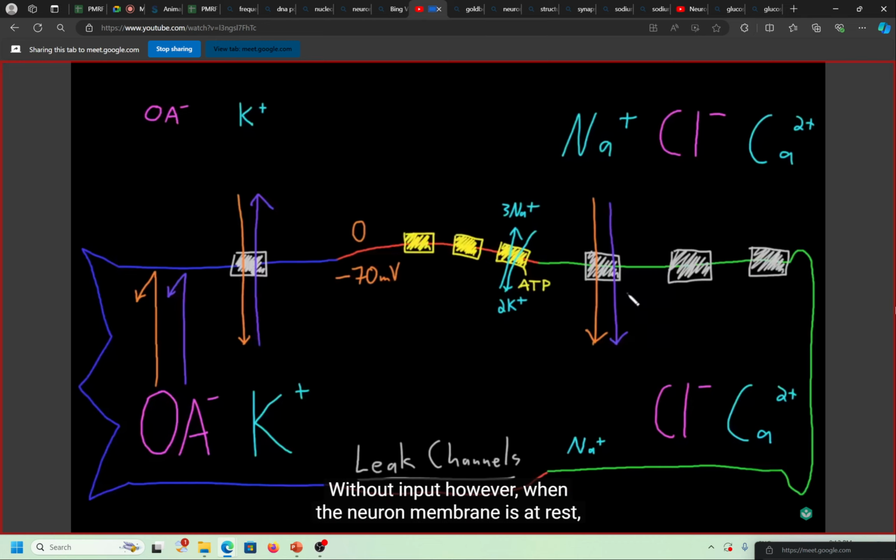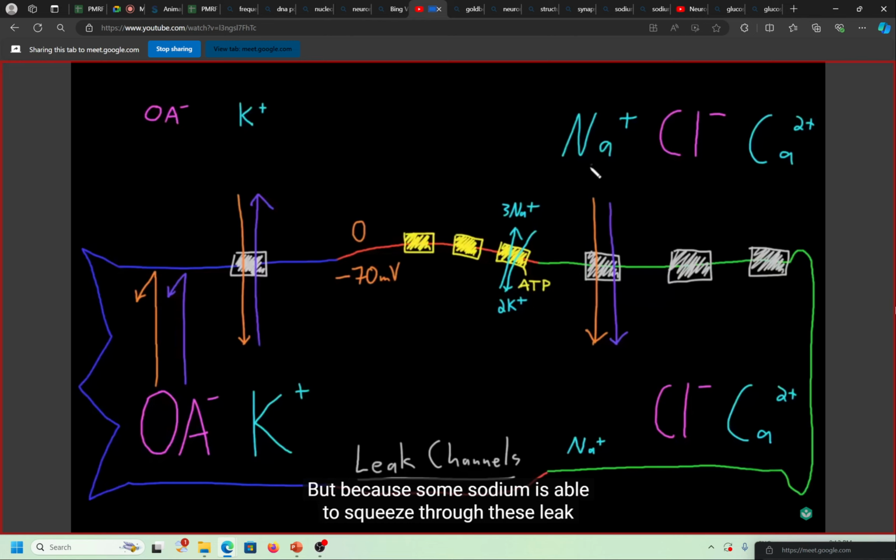Without input, however, when the neuron membrane is at rest, the permeability of the membrane to sodium is actually quite a bit less than it is for potassium. And in fact, the permeability of the resting neuron membrane to sodium is something like 4% of that of potassium, so quite a bit less.